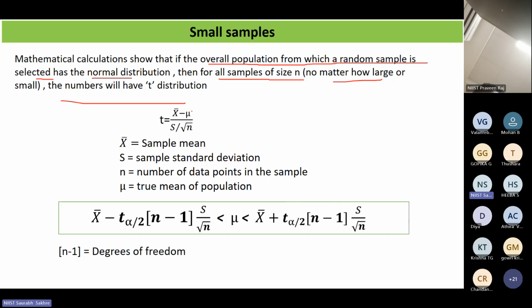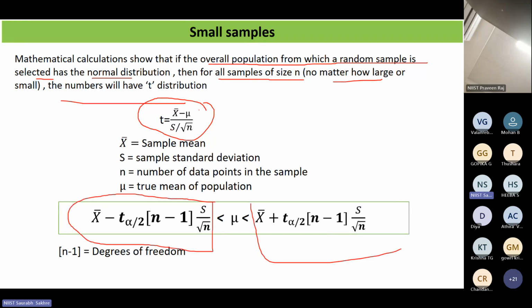So t is equal to bar x minus mu divided by s upon root n. And this is the formula for t distribution. For z, it was sigma and bar x. For t, it is mu and s. So bar x is the sample mean, capital S is the sample standard deviation, small n is the number of data points in the sample, and mu is our true mean of population. So bar x minus t alpha by 2, n minus 1, s by root n is less than mu, less than bar x plus t alpha by 2, n minus 1, s by root n. Okay, this is the minus side and this is the plus side.